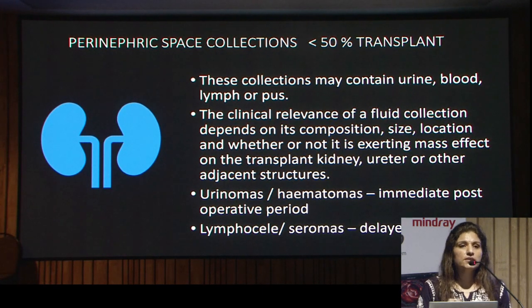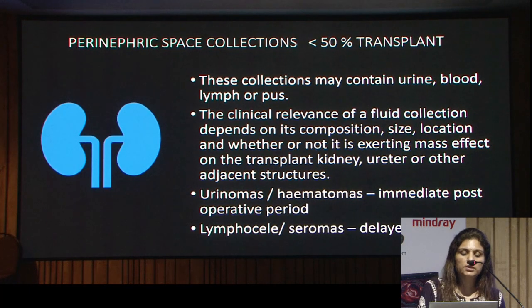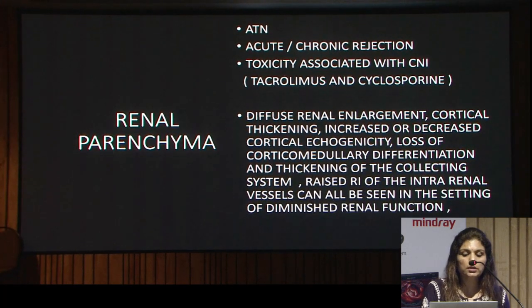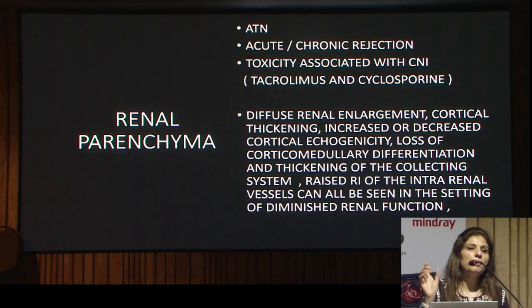Important is to mention the site and whether it is causing any mass effect, any compression over the renal hilum and the ureter. So importantly, it is the presence of a collection which is causing any mass effect on the transplant kidney, ureter or any other adjacent structures. This is important. Renal parenchymal abnormalities, again, all will present with a bulky kidney, increased echogenicity and raised RI.